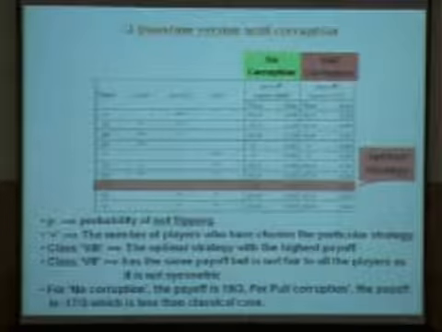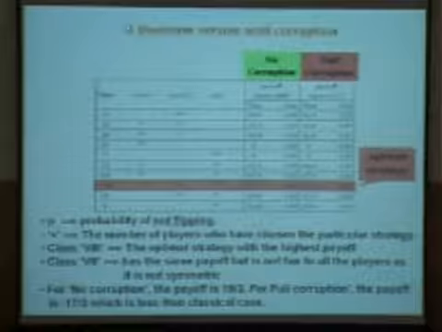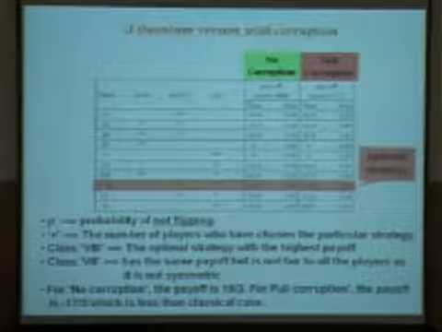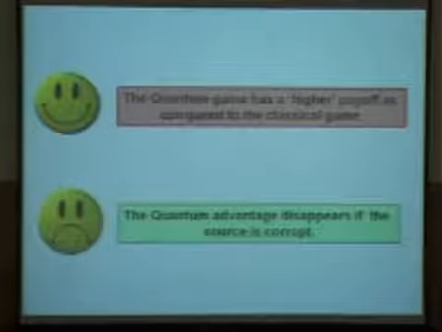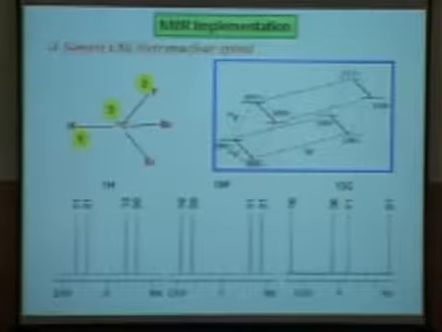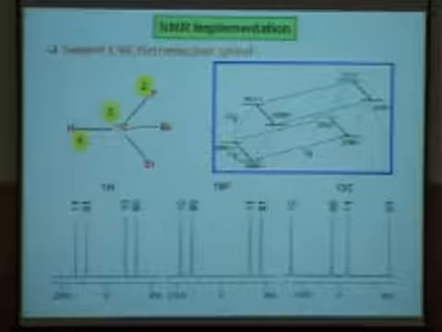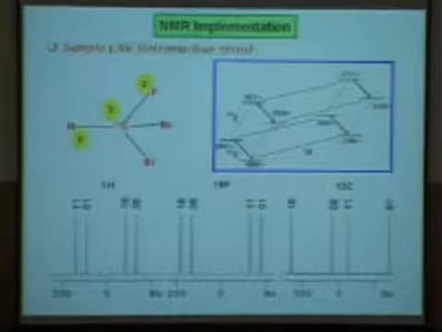The bit is either going through the noisy channel, or it's not; we can't say how bad it is. Okay. So the quantum game has a higher payoff as compared to the classical game, but the quantum advantage disappears if the source is corrupt. Okay, and I'll show you in the table finally what the answer is.